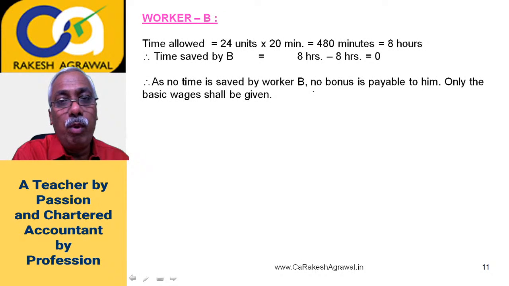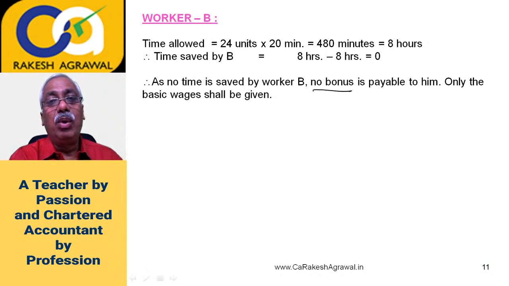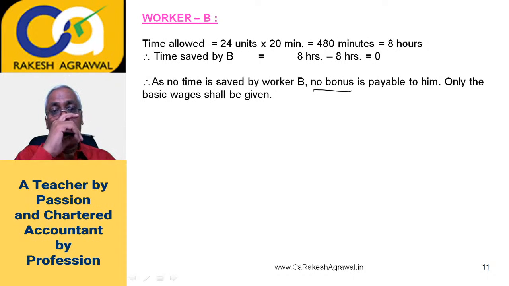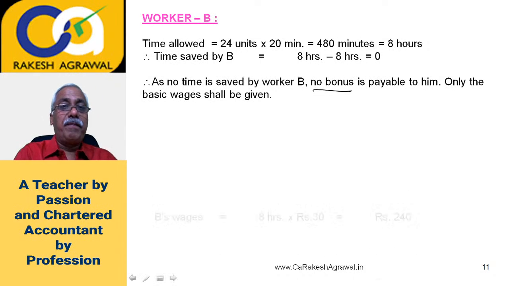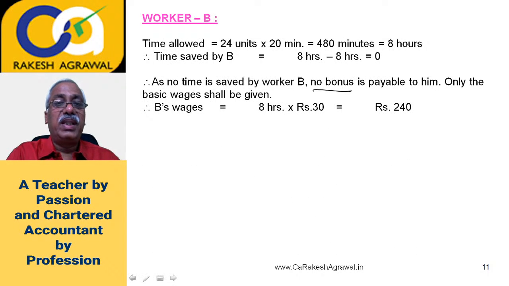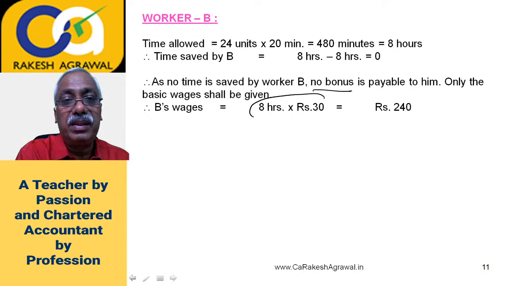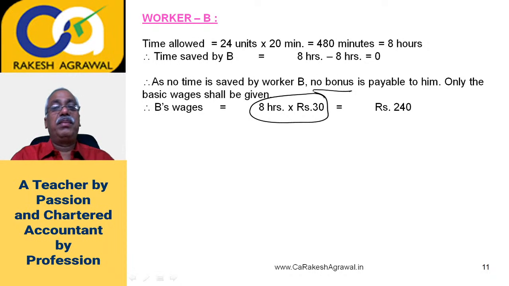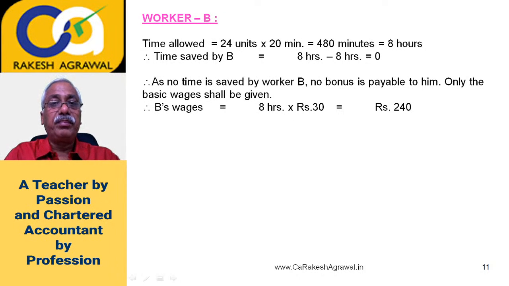Please remember, no bonus is payable to him. Don't treat it as no wages is payable to him. Only the basic wages shall be given. And therefore, B's wages are 8 hours into 30 per hour. This is your time wages as per time rate system. These are called guaranteed wages, basic wages. So you will get only basic wages, that is rupees 240.